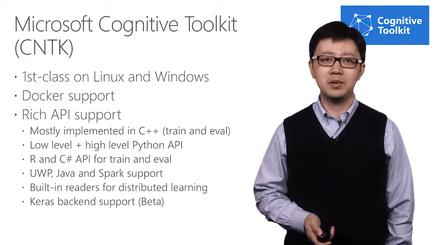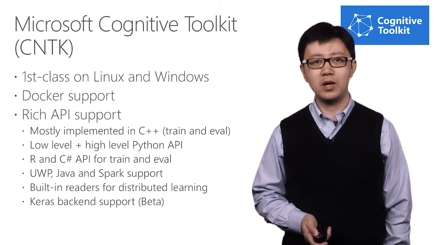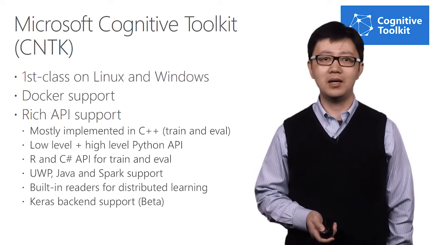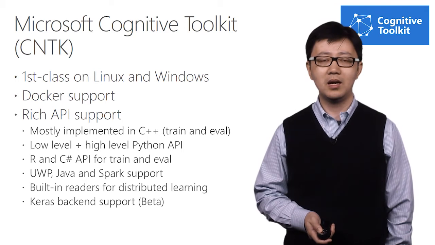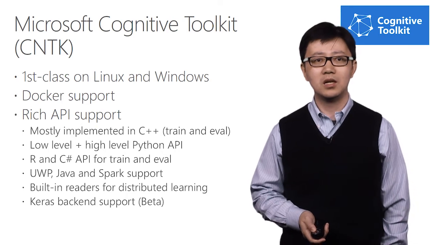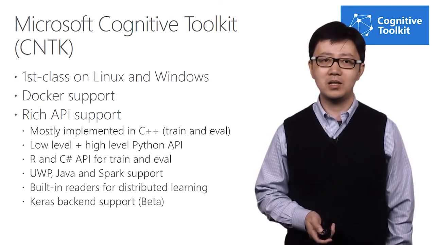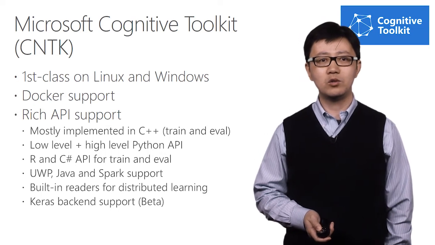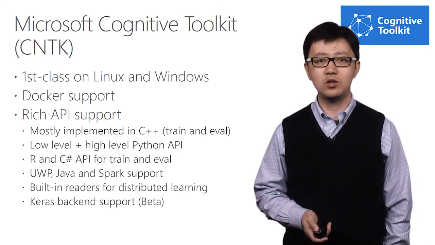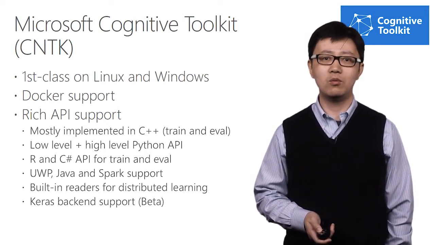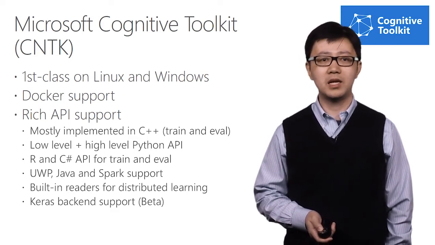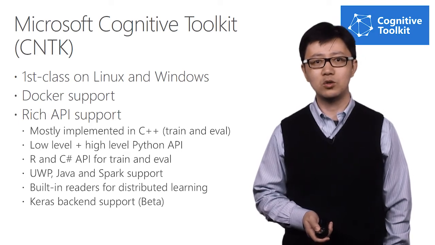CNTK was mostly implemented in C and C++ for both training and eval. We have a low-level and high-level Python API sitting on top of the C++ API. It is a very thin layer, and therefore running in Python is also very efficient. We also provide R and C# APIs for both training and eval. We also support UWP, Java, and Spark. We have built-in readers for distributed learning, which is critical if you want to train your deep learning tasks on multiple GPU machines. We also offer Keras backend support since version 2.2.